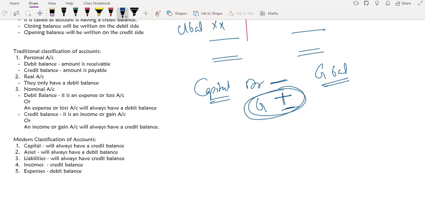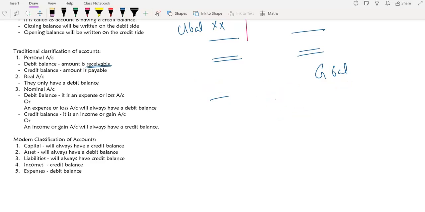All right, so now we'll cover, according to both traditional and modern classification, what will be the nature of balances. Personal account: a personal account can have either a debit or credit balance. If the personal account is having a debit balance, it signifies that the amount is receivable. Now let's understand from the perspective of the rule also.